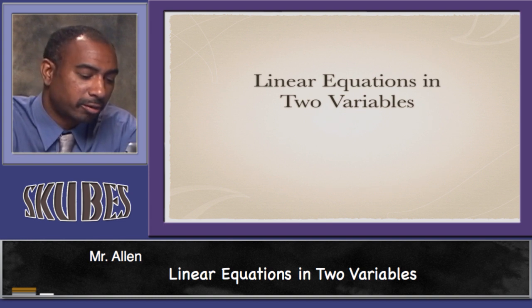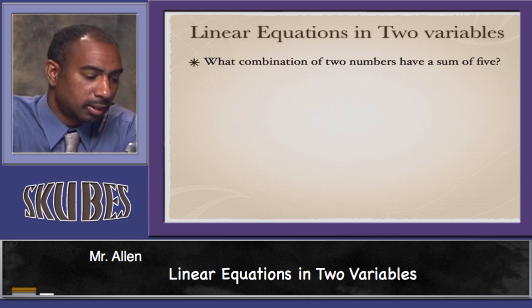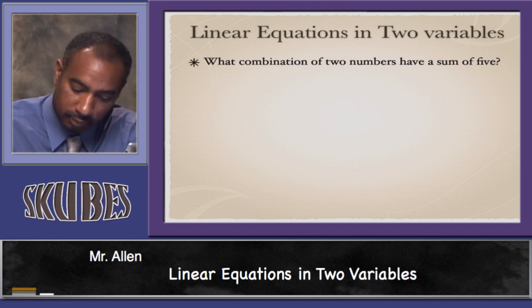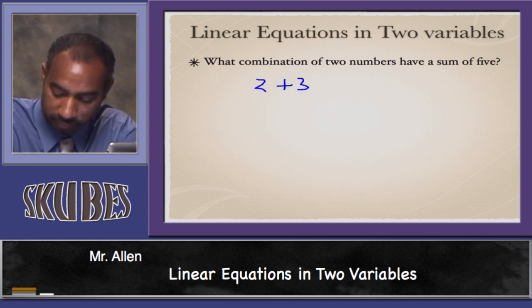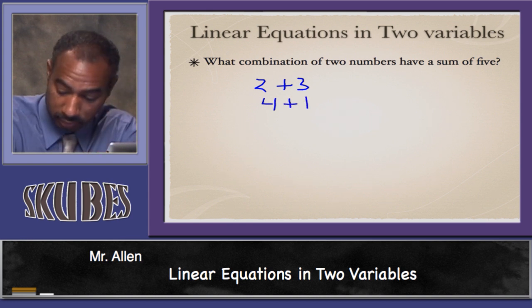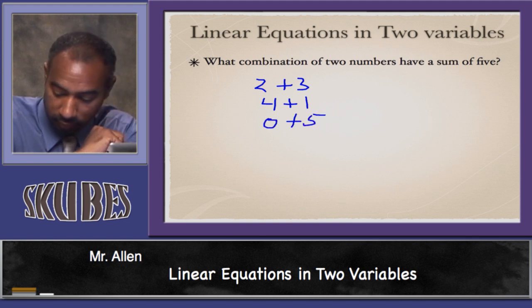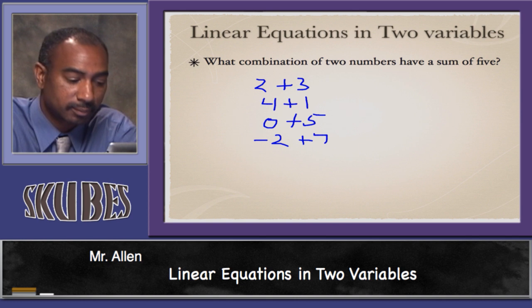Okay, today's lesson is on linear equations in two variables. What combinations of two numbers have a sum of 5? Let's see. You could think of, let's say, 2 plus 3. That certainly equals 5. Or 4 plus 1. Or 0 plus 5. Or perhaps, for those who are in integers, you could think of -2 plus 7. All these have a sum of 5.